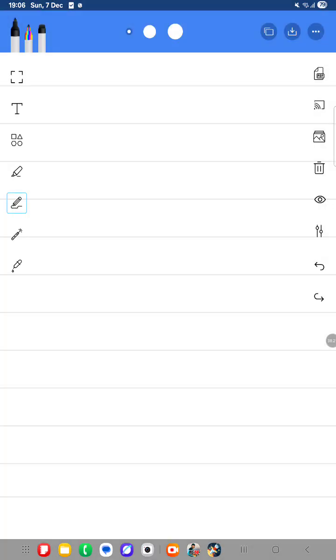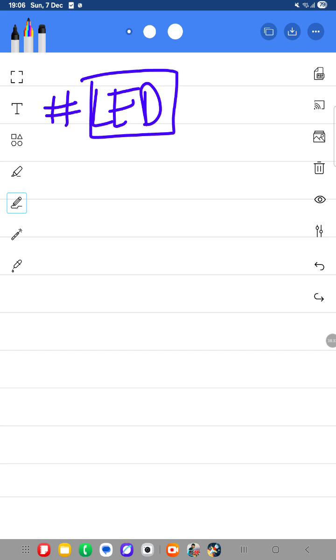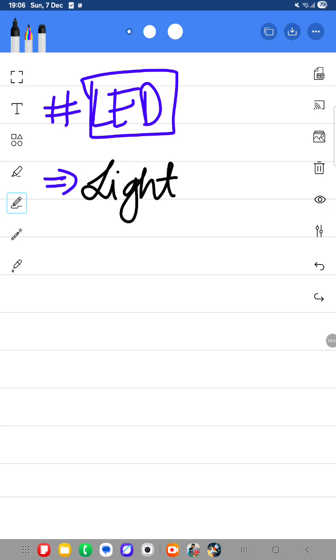So these three are the main ones. Now moving towards the next topic of this chapter, we are going to study LED. It is in a small box in your chapter. What is LED? LED full form is light emitting diode. It is not in your book.